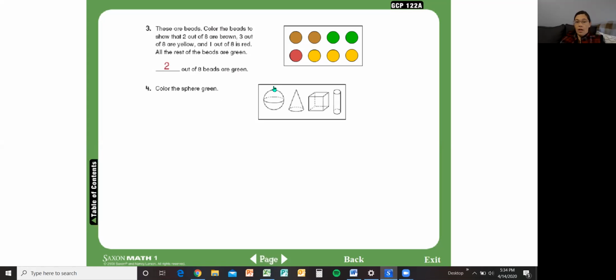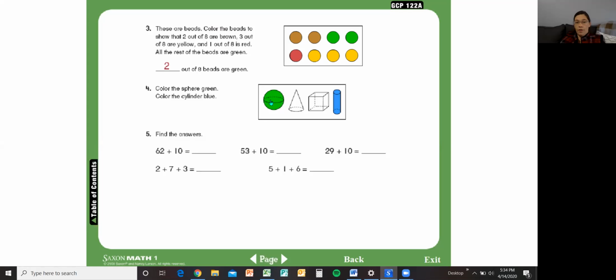Okay, we're going to color the sphere green. Sphere is like a ball, right? Color the cylinder blue. That's like a roll, like a tube. All right. So your sphere was green and your cylinder is blue.